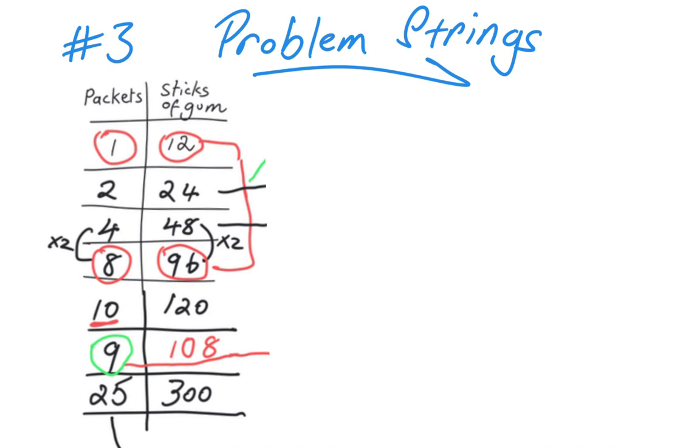Moment number 3 happened in year 6s. We were working on a problem string. The setup was that we had packets of gum and there were so many sticks in each packet. In this case, one packet had 12 sticks of gum. I said, okay, so one packet has 12 sticks of gum. How many sticks of gum would we have in 2 packets?